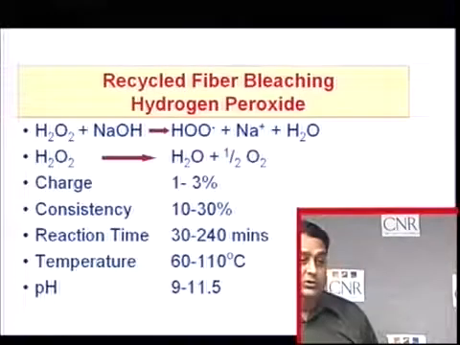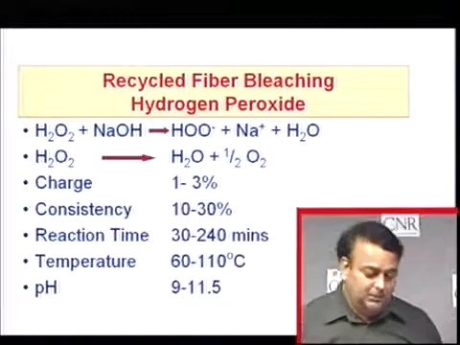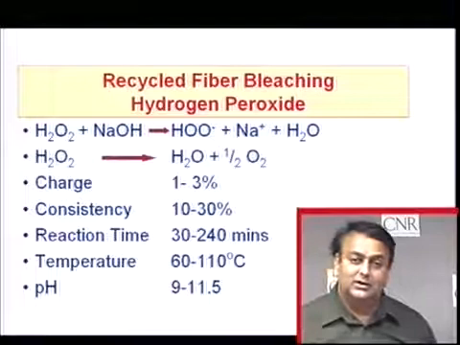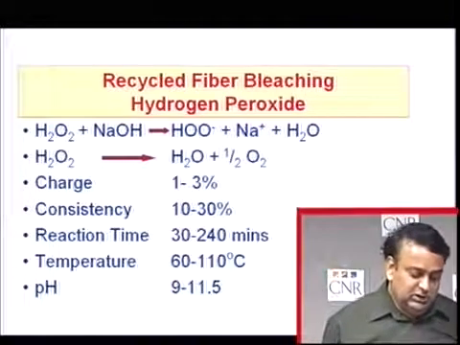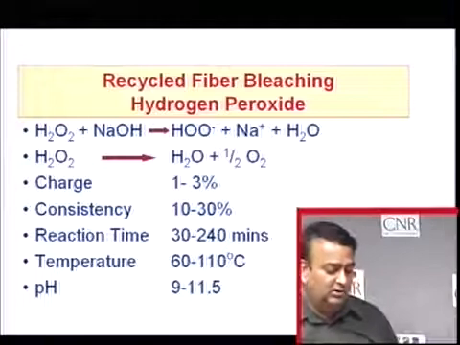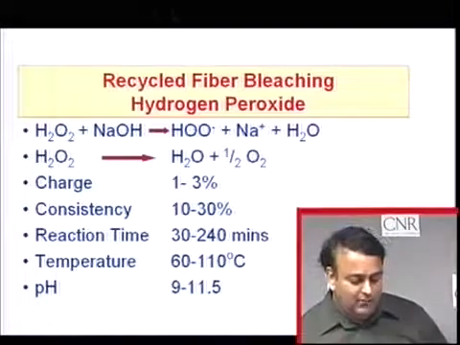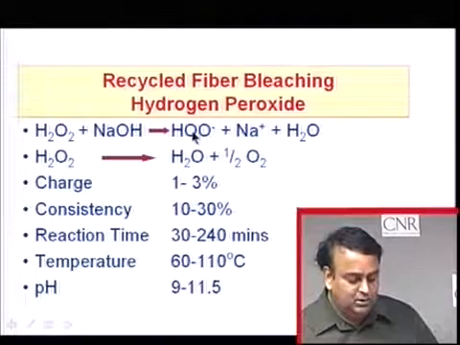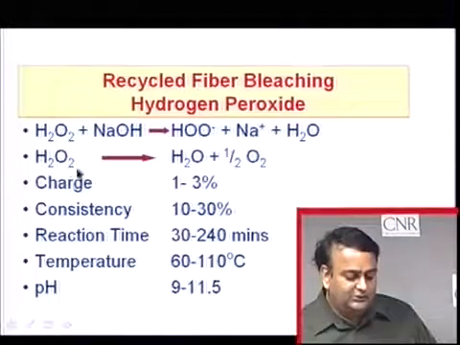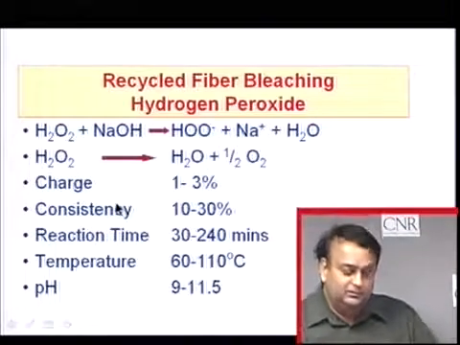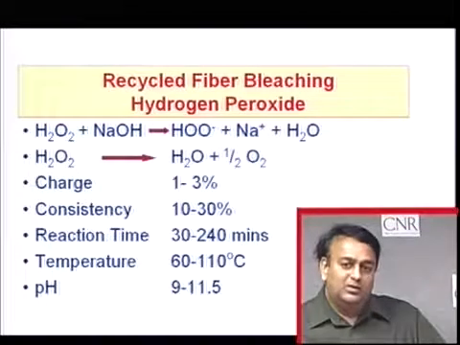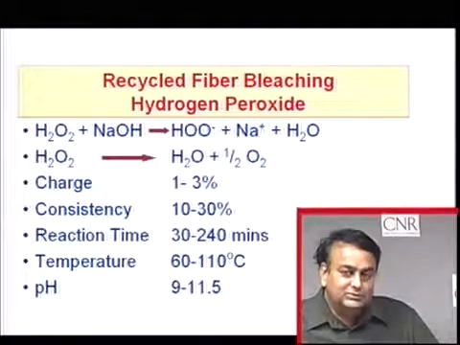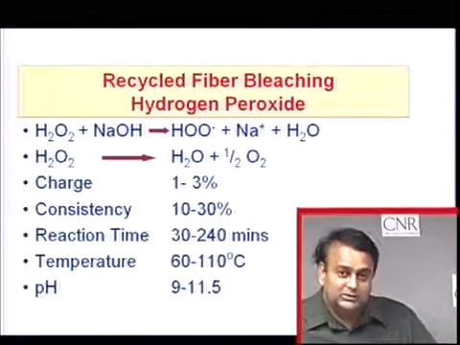The next most commonly used chemical is peroxide. I want to spend a little bit more time on peroxide because it's the most popular chemical used by the recycle group. Hydrogen peroxide in the presence of caustic gives perhydroxyl ion. That's a bleaching species. Also, hydrogen peroxide in the presence of air or in the presence of metal ions or at high temperatures can decompose to water and oxygen.